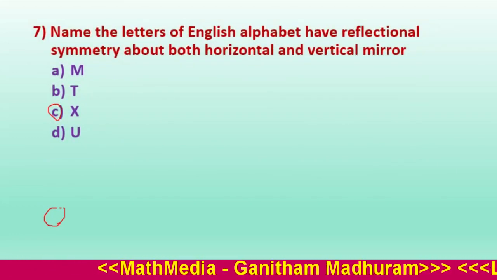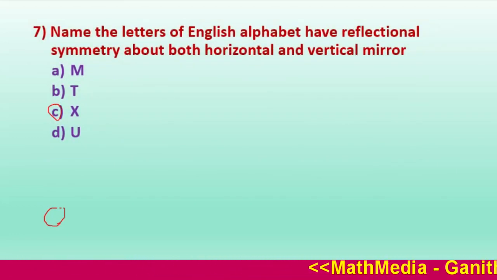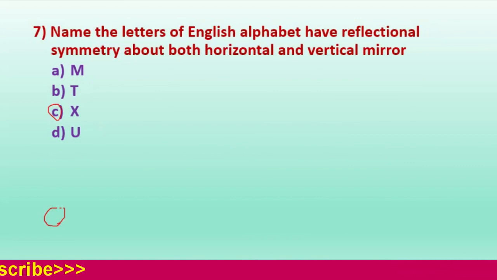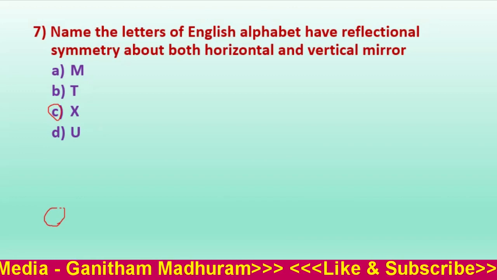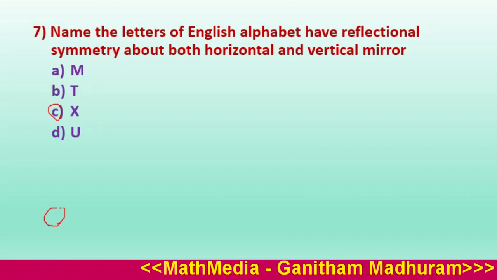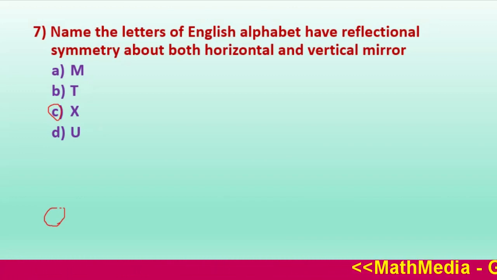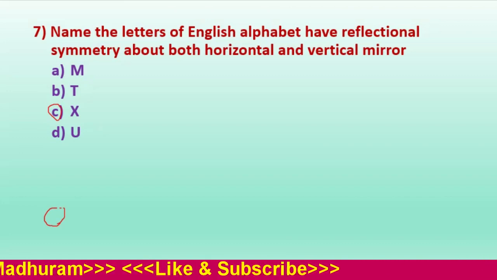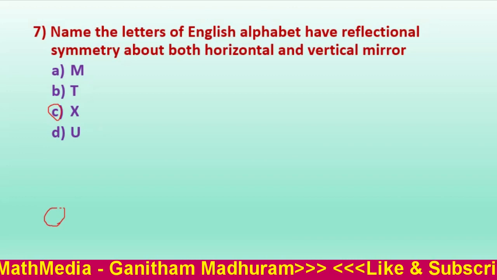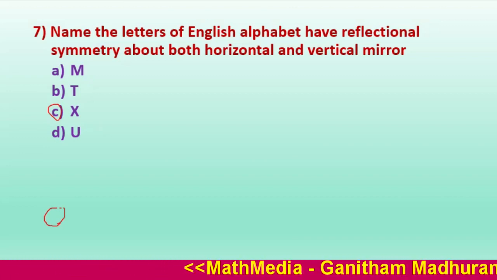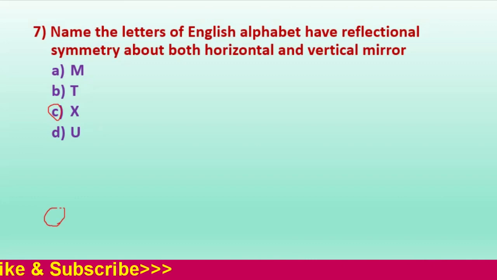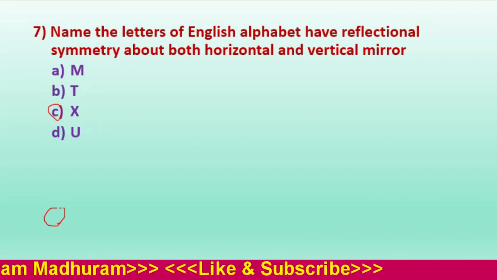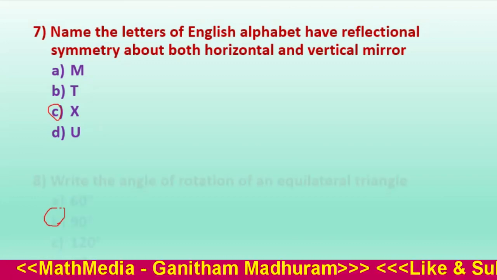Next is question number 7. Name the letters of the English alphabet that have reflectional symmetry about both horizontal and vertical mirror. Look at the letters given here. We can see that option C, X, has reflectional symmetry about vertical and horizontal mirror. So the option is option C, X.